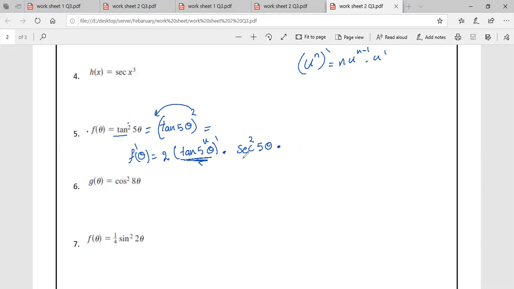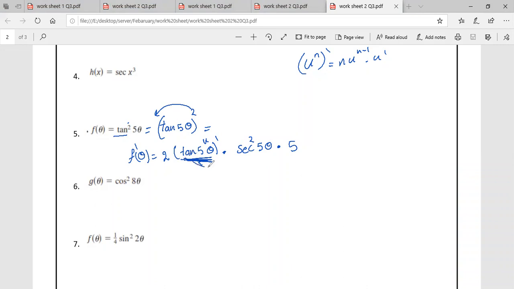Multiply the derivative of the angle, which is what? 5. Again, Miss, as you told me, the derivative of this bracket, it will be what? I find the derivative of the bracket, multiply the derivative of what is inside the bracket. But when we find the derivative of the function between the bracket, it is a composite function. I'll use the chain rule again.